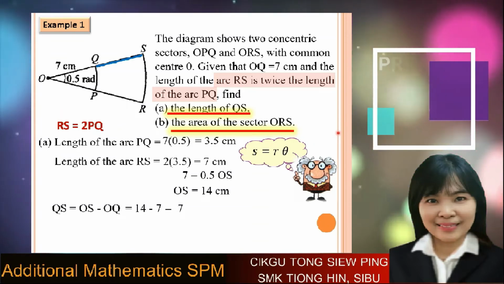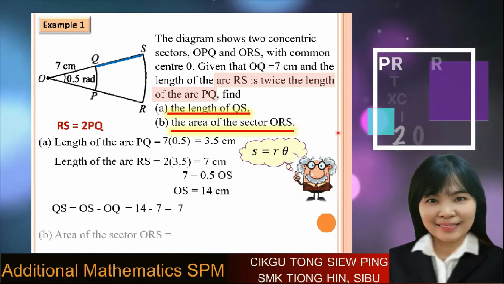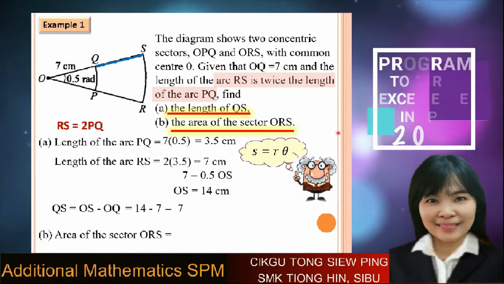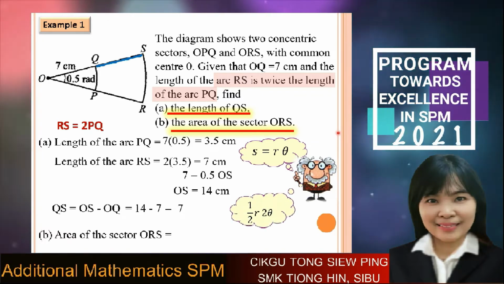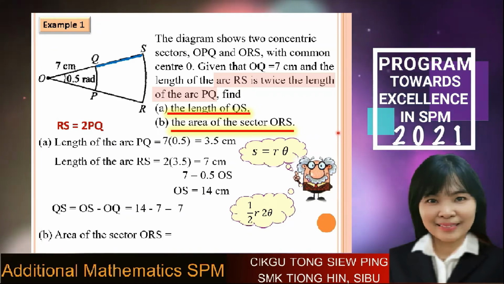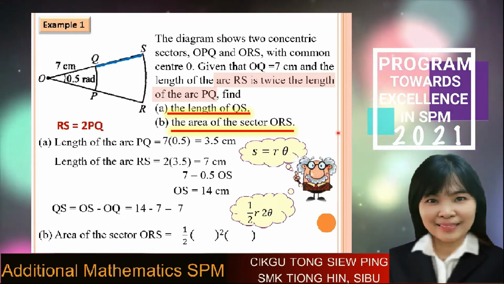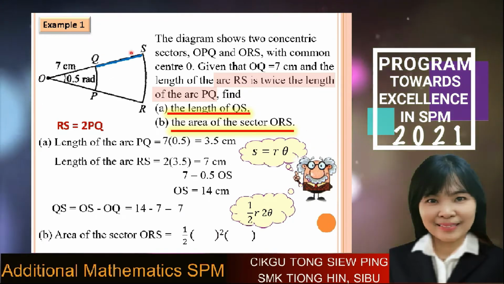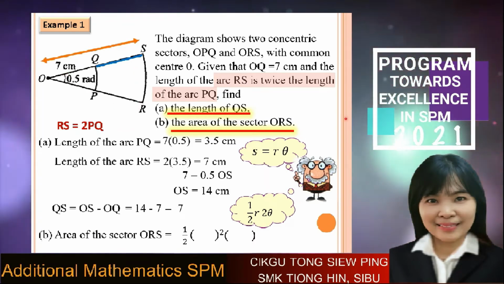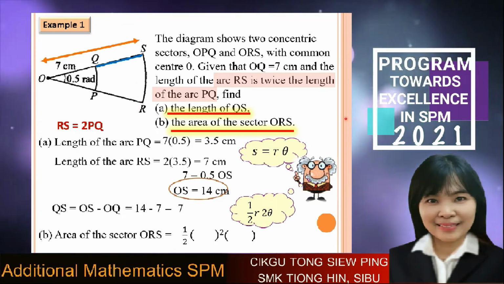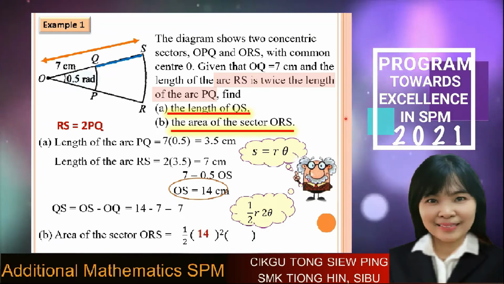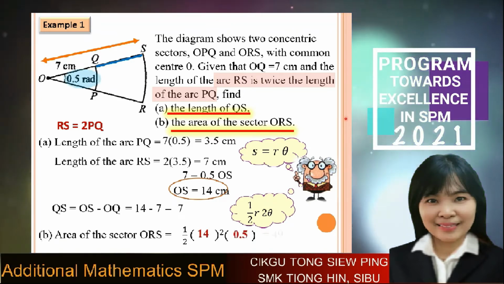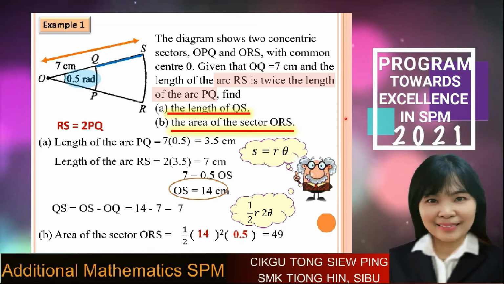B. Find the area of the sector ORS. The area of the sector ORS is given by the formula 1/2 r squared theta. The radius of this sector ORS is 14 here. We just substitute the 14 into the formula, and theta is still the same, 0.5. Then we get the answer, 49.